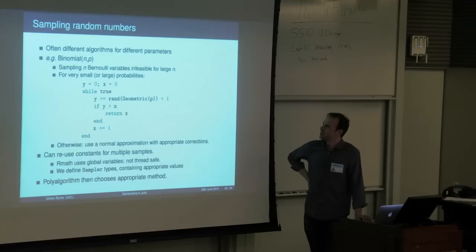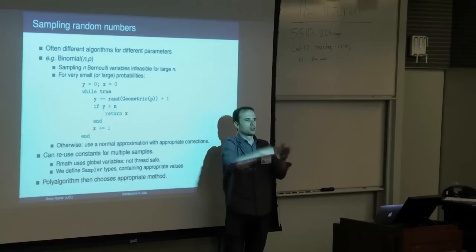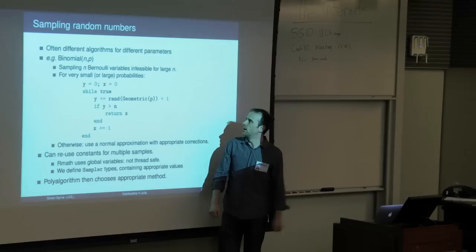There's a bunch of different, I'll just mention briefly, sampling. This is the other thing which is somewhat merged actually, because there's a lot of different ways to sample random numbers. If you're sampling from a binomial distribution, there's the trivial way where you just sample a bunch of Bernoulli variables and then sum them up. The problem is that as n gets large, that quickly becomes infeasible, it takes a long time.